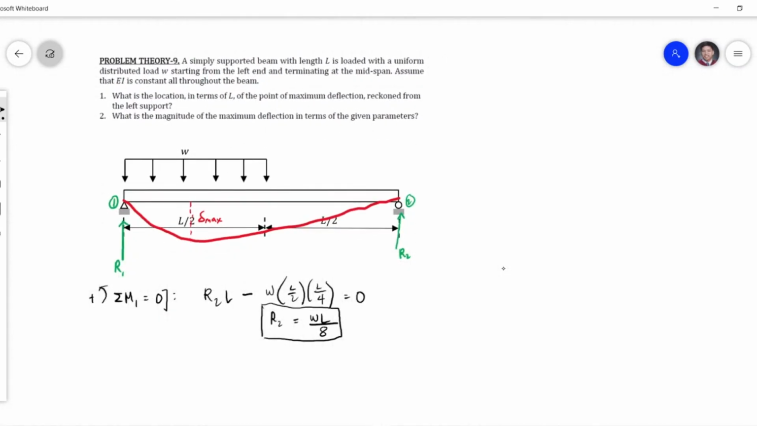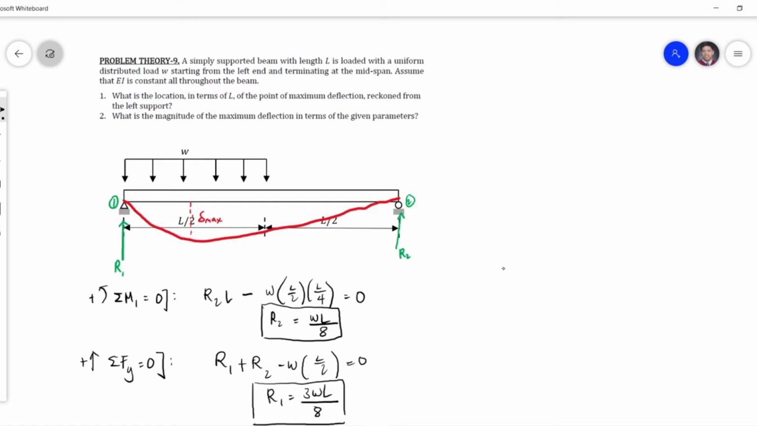For R1, this is just simply summation of vertical forces equal to 0. Set as positive upward. So, we have R1 plus R2 minus omega times L over 2 equals 0. We have R1 equals 3 omega L over 8. So, meron na tayong reaction forces natin.